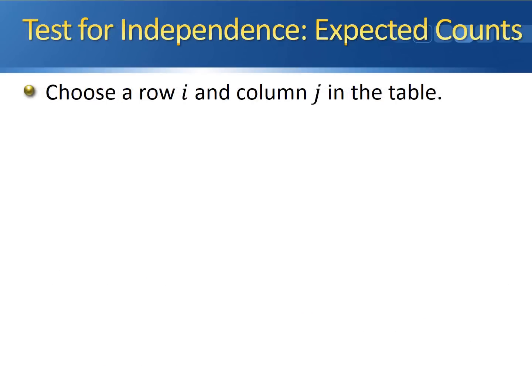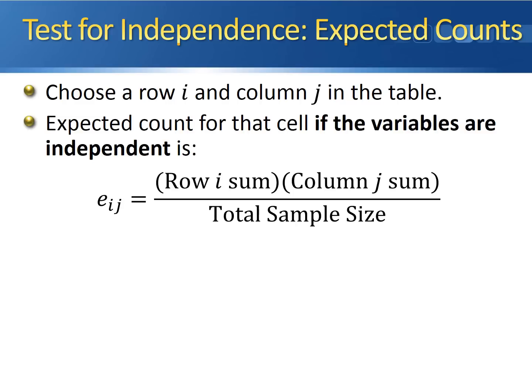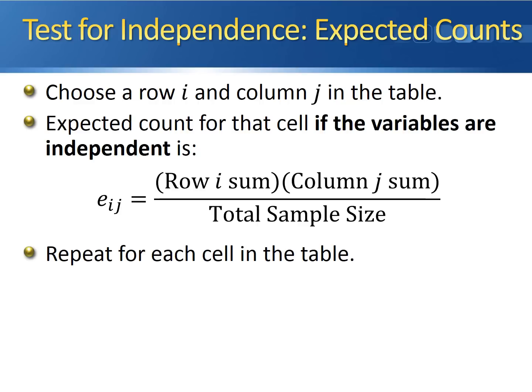In order to calculate the expected counts for the chi-squared test for independence, what we'll do is we'll first choose a row I and a column J from the table. The expected count for that particular cell, if the variables are independent, is calculated by taking the row sum times the column sum and dividing by the total sample size. This process gets repeated for each cell in the table, so we have a table full of expected counts to go along with our table of observed counts.